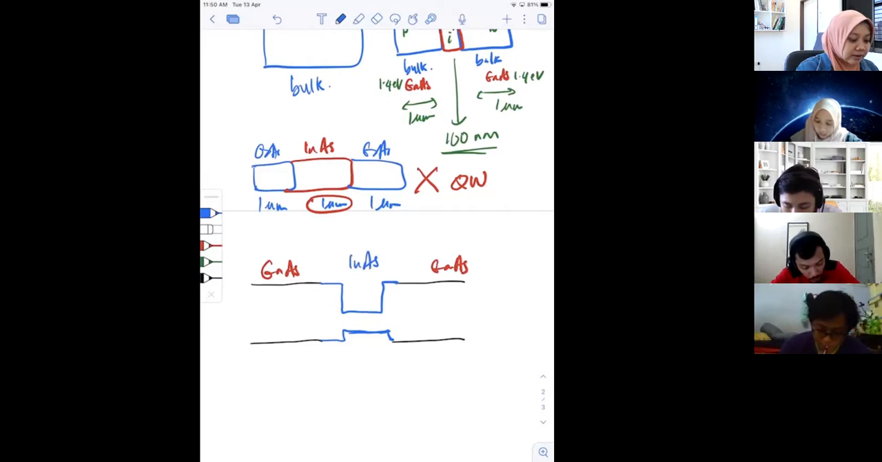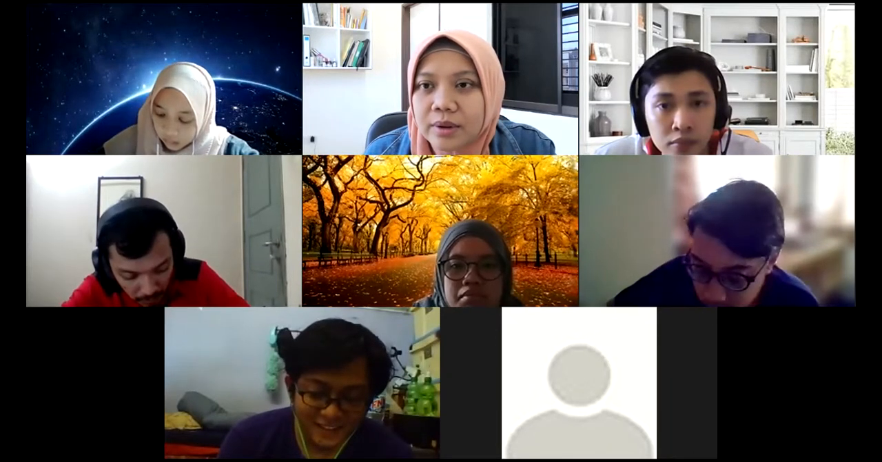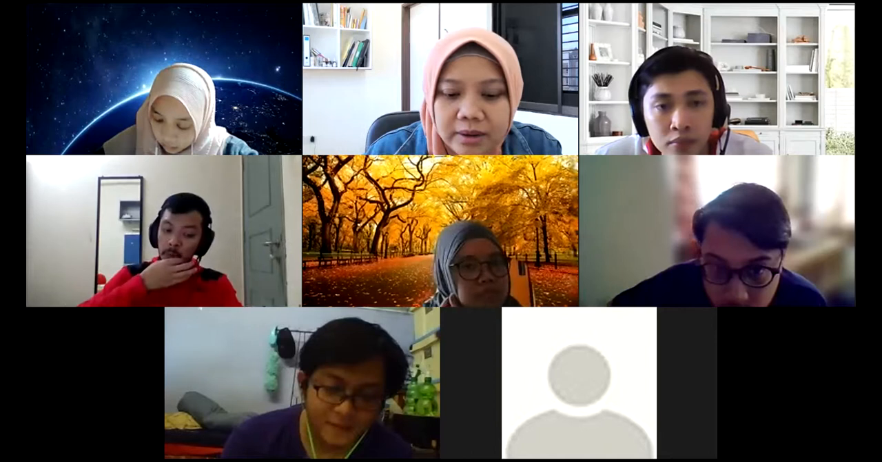Different types of material, for example this and this, are a combination of two different materials. The way the bands align is also different. Let me Google the different alignment.